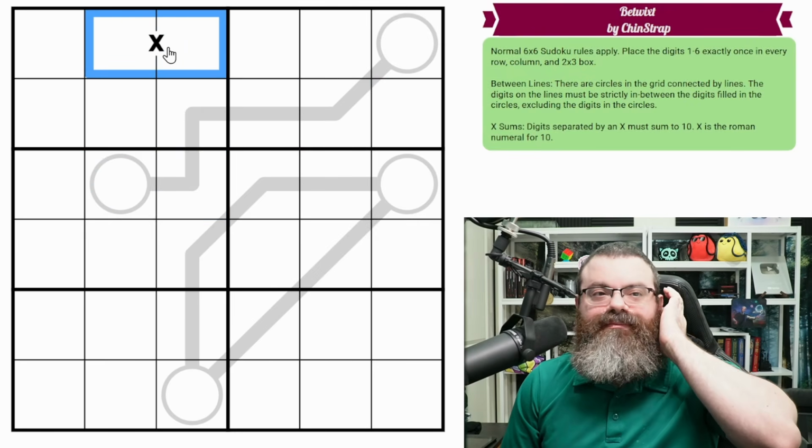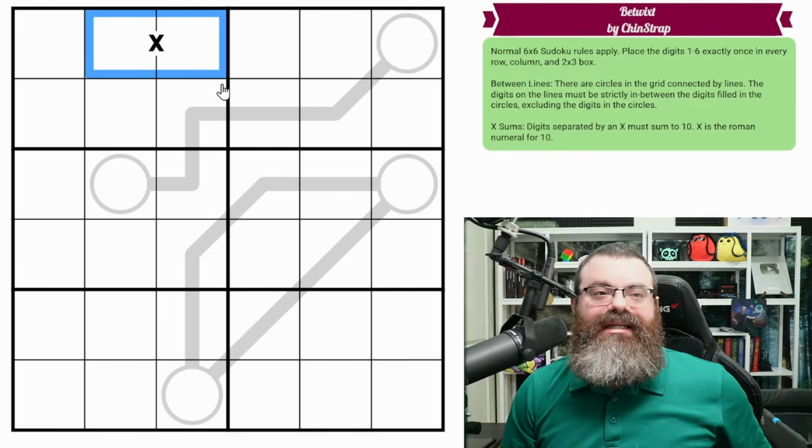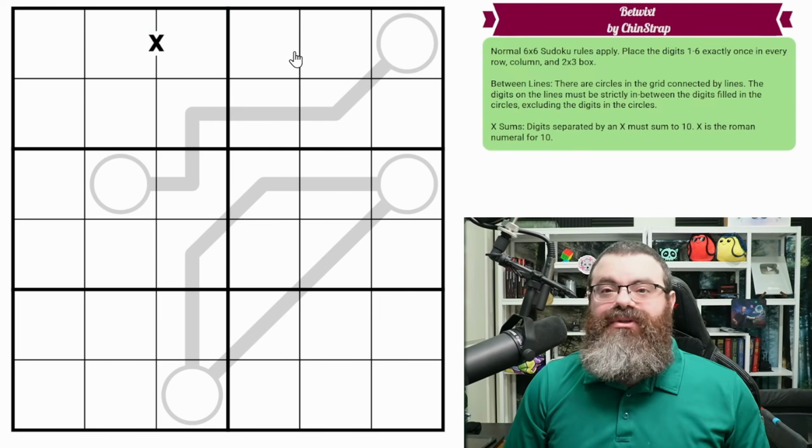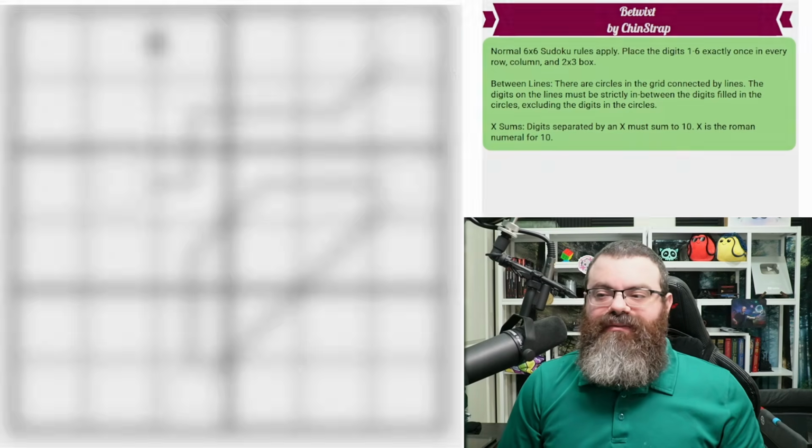just have an X here. So X is the Roman numeral for 10. These two digits sum to 10. And that's it. Those are the rules. There's a link in the description if you'd like to try the puzzle yourself. And I'm going to get started right now.